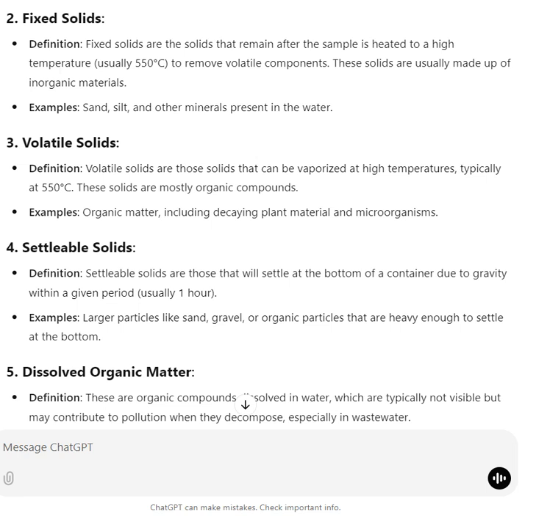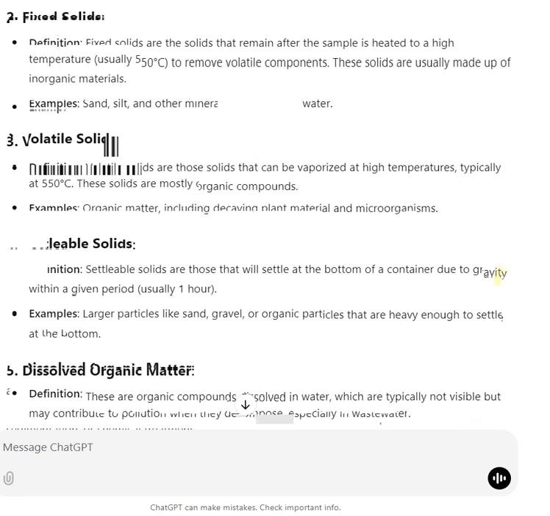4. Settlable solids. Definition. Settlable solids are those that will settle at the bottom of a container due to gravity within a given period, usually 1 hour. Examples: larger particles like sand, gravel, or organic particles that are heavy enough to settle at the bottom.